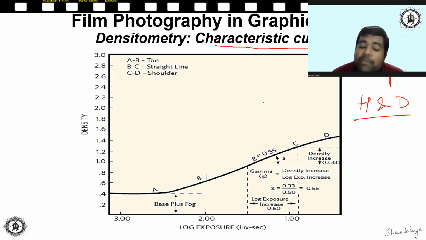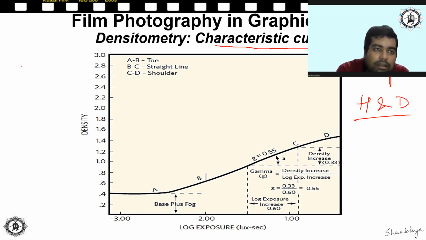D log E curve, why? Because this is a curve plotted with the density on the dependent axis and the logarithm of the exposure on the independent axis, right? That is why this is known as the D log E curve: D for density, E for exposure, D versus log of E. Alright. Now what I am going to explain is the purpose of this characteristic curve.